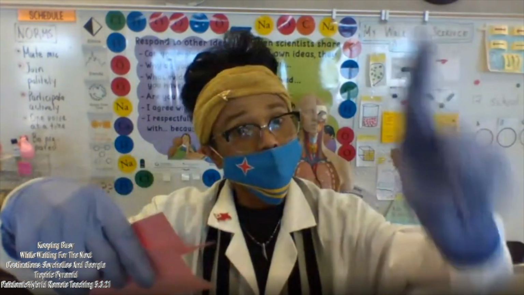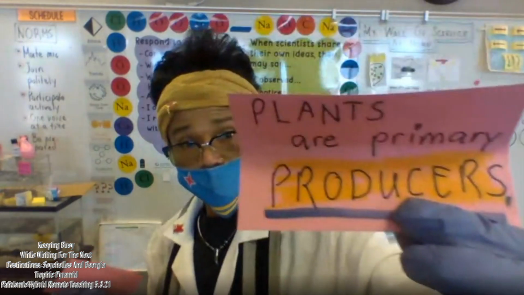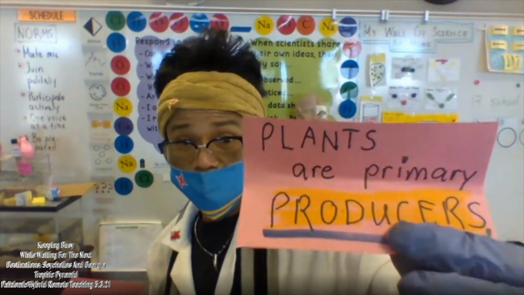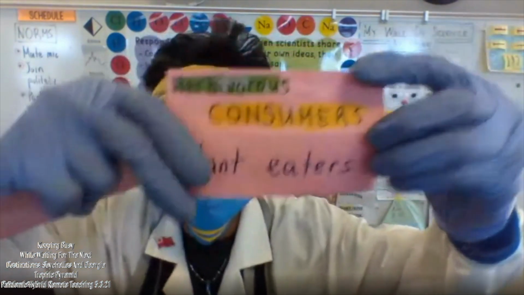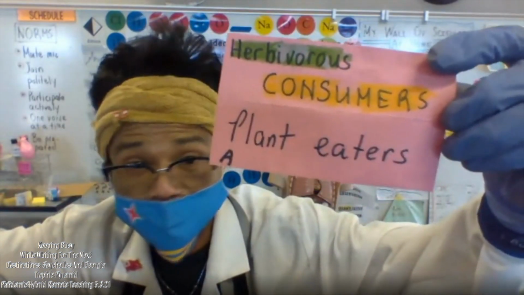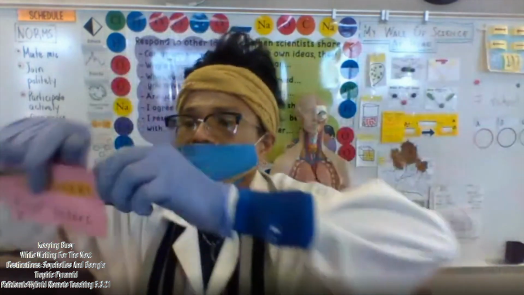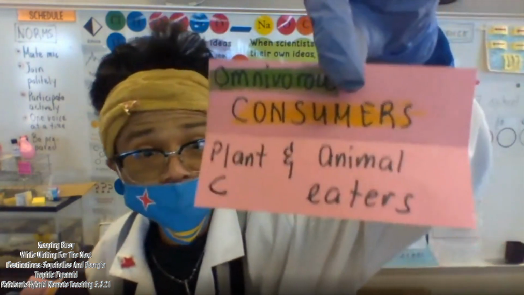Could you tell me if the label is correct? Let me show you the labels. The labels are as follows. Producer, and there's some information: plants. Another one is a consumer. This particular consumer is only plant-eating animals. They're vegetarian. Another one is plant and animal eaters.